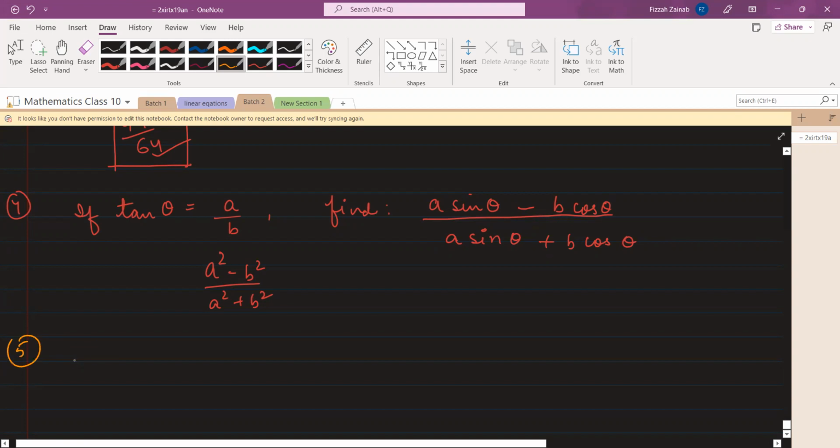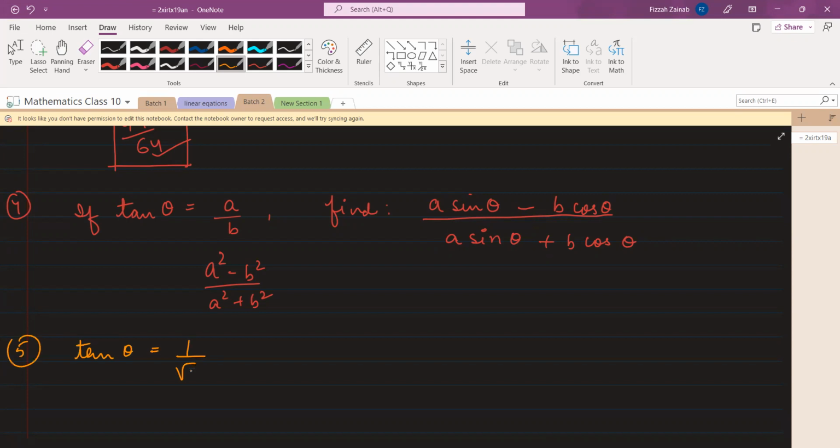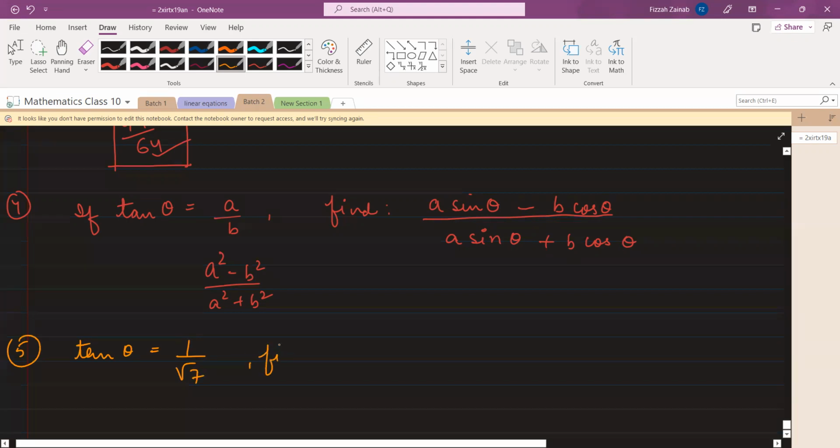Okay, Rida, start the next one. If tan theta is 1 upon under root 7, right? So you have to find this.